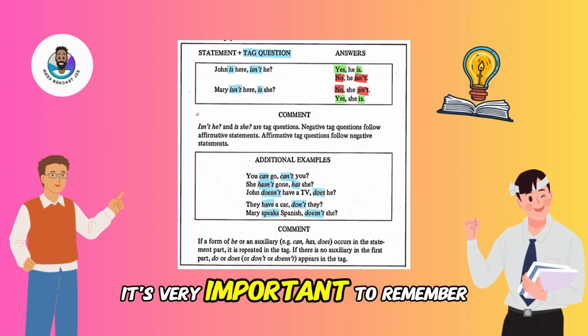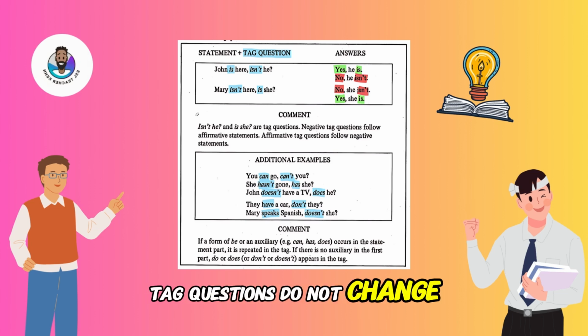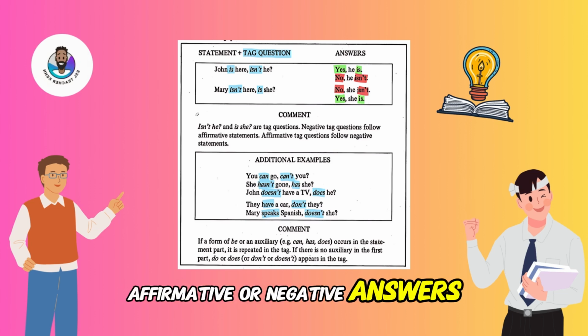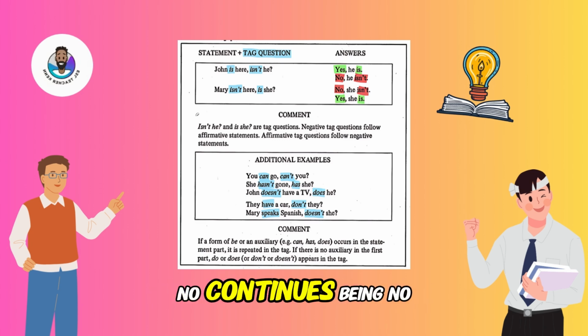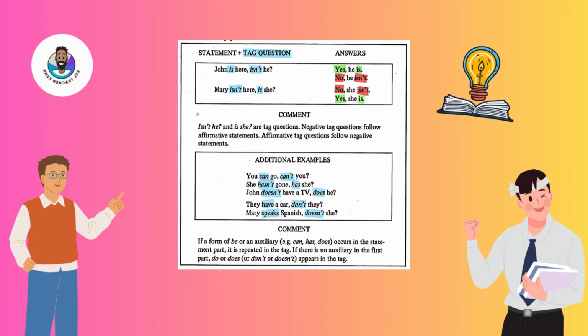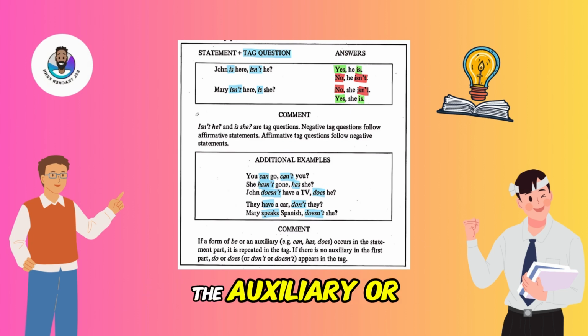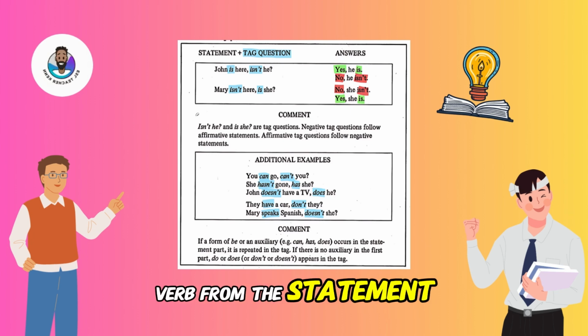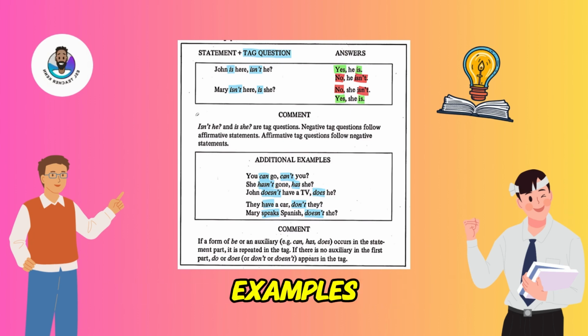It's very important to remember that tag questions do not change affirmative or negative answers. Yes continues being yes, and no continues being no. The tag question always uses the auxiliary verb from the statement. Let's practice with some additional examples.